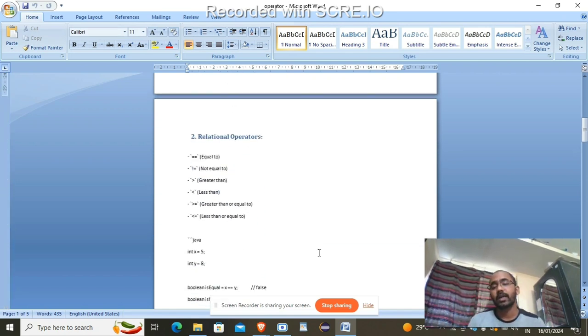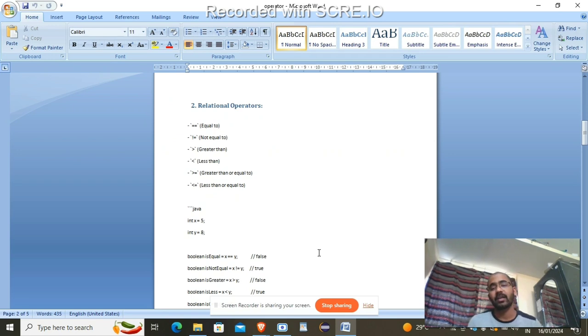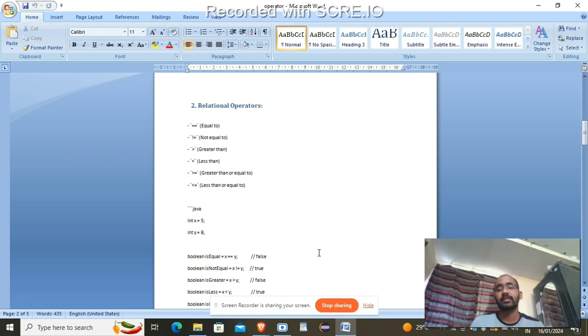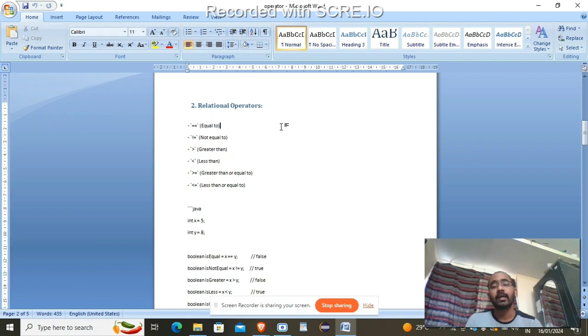So let's go to the second one, the relational operators. If you know what relation actually means, it defines a boolean value. So don't worry about it. A boolean value in Java is one of two: true or false. Remember this, and use the equals-to operator. When we assign a value, it is a single equals. If we compare things like A equals B, then you use the double equals operator. That is the sign of equals to.